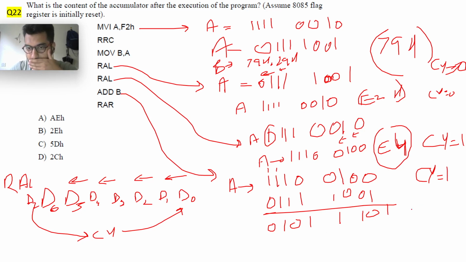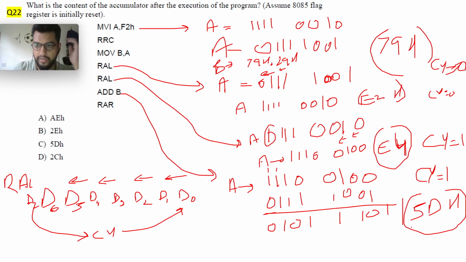So the accumulator is now 5, and this is 8 plus 4 is 12, 12 plus 1 is 13, so 5D. If I am not mistaken, yeah, 5D. The answer to this result was 15D hex, but since the result was greater than 8 bits, 1 carry goes to 1. Now I have RAR, the final instruction, on 5D.